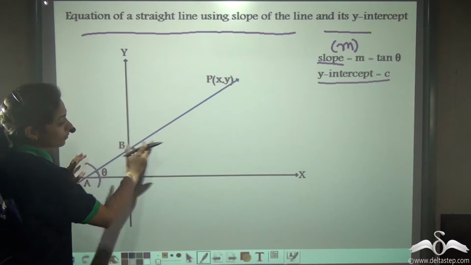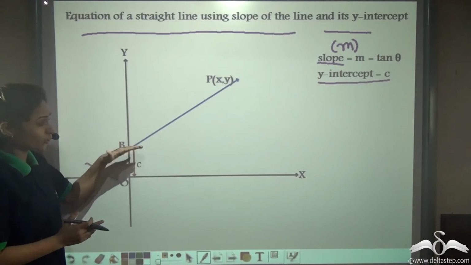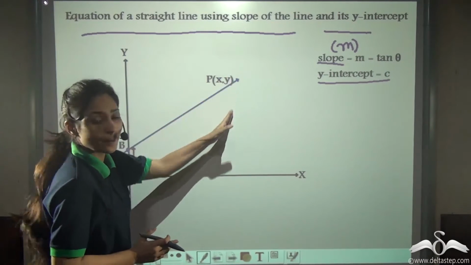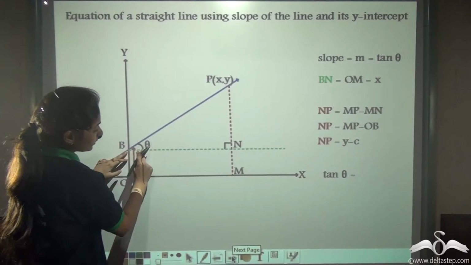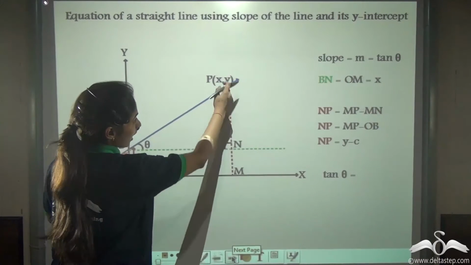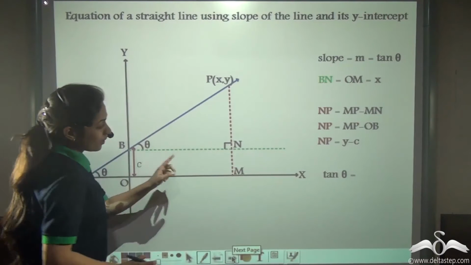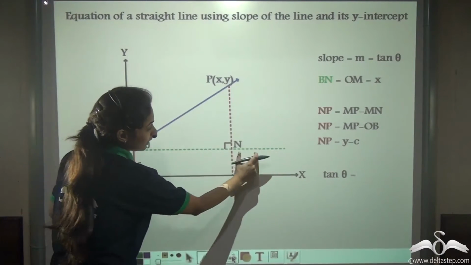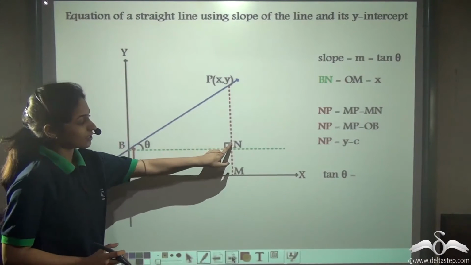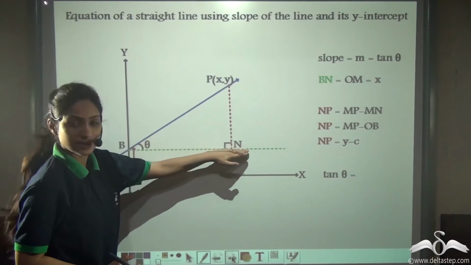Now we will draw some perpendiculars from the point B parallel to the x-axis and from the point P as well. Look at the figure. You can see from the point B, this green line is drawn here. And from the point P, this line is drawn here, this red line, meeting the x-axis at M and cutting this green line at N. Now this is a right angle. This is the perpendicular bisector of this line.